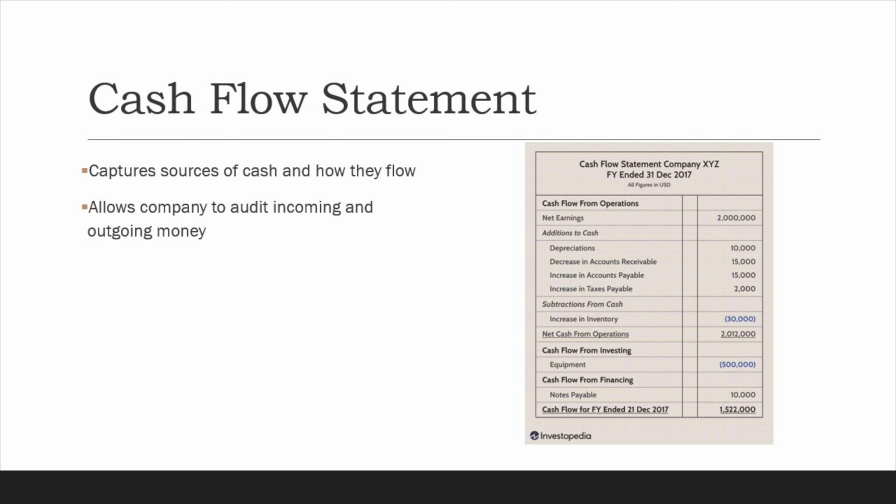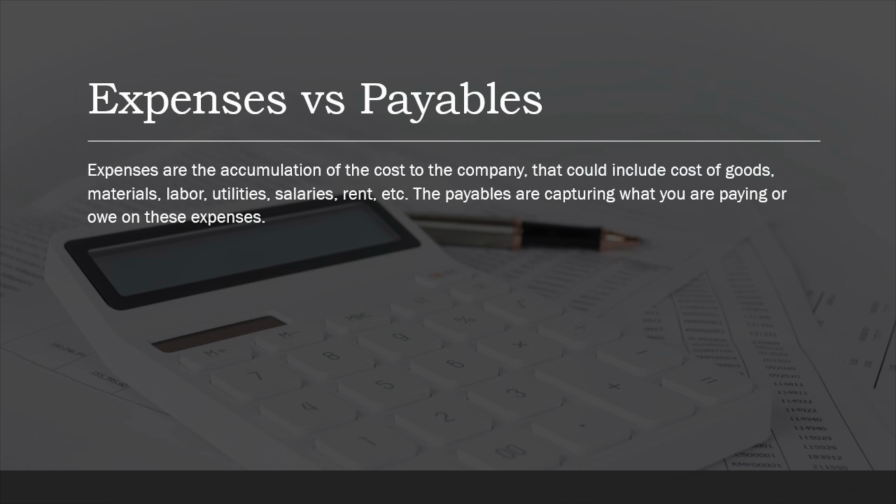The cash flow statement captures the various sources of cash and how they flow, allowing the company to audit incoming and outgoing money. It's important to distinguish between expenses and the payables or accounts payable. Expenses are the accumulation of the cost to the company. That could include costs of goods, materials, labor, utilities, salaries, rent. The payables are capturing what you are paying or owe on those expenses.